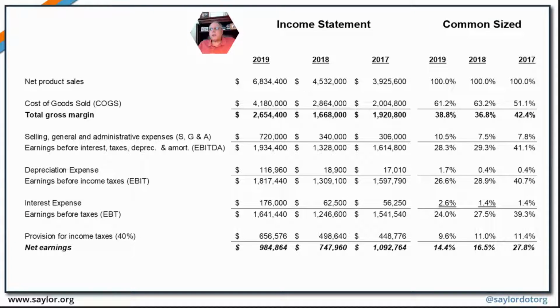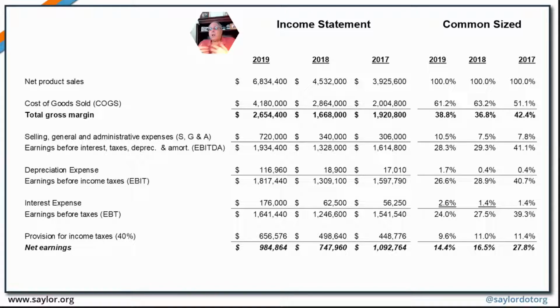This is one of those items where we're going to stop, look at it, peel back the numbers, and understand what went into those numbers. And we're going to do that with each of the items on the income statement. Notice that our net earnings as a percent of revenue was almost 28% in 2017. And that dropped to 14% in 2019.